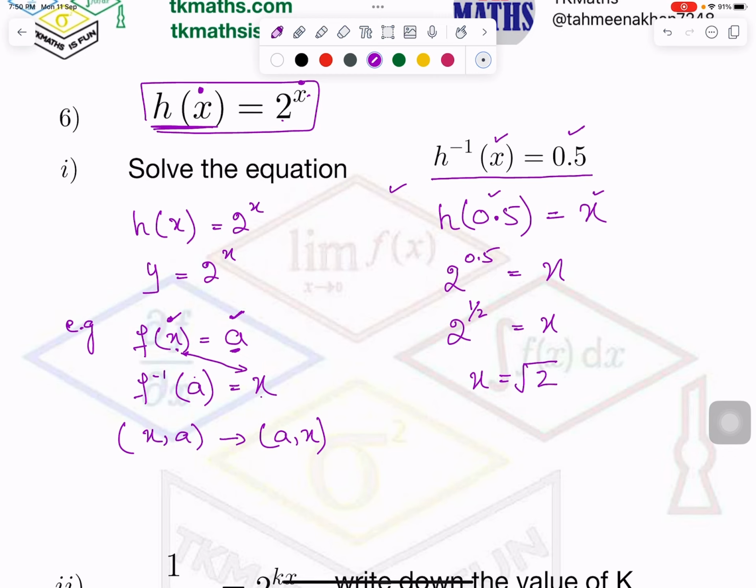So please remember this very important concept, and that is, if your function is like this, then your inverse function will replace domain by range and range by domain. And this is the concept I am applying.